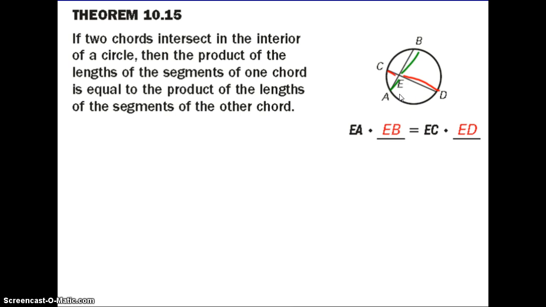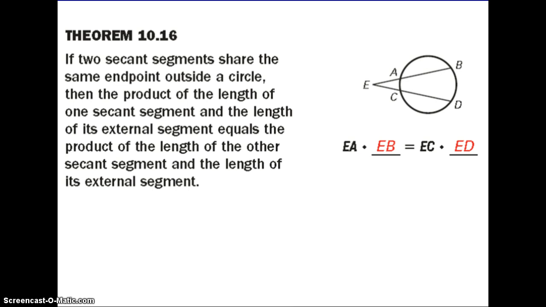Okay? All it is, I take one chord, multiply the two pieces together, and set it equal to the two pieces of the other chord. Basically, let's say I have a proportion and I'm missing a side. I could then cross multiply and find the missing side length because I know that these must multiply to be the same. So we could say 2 times 10 equals what times 20? Well, that would just be 1. X equals 1.